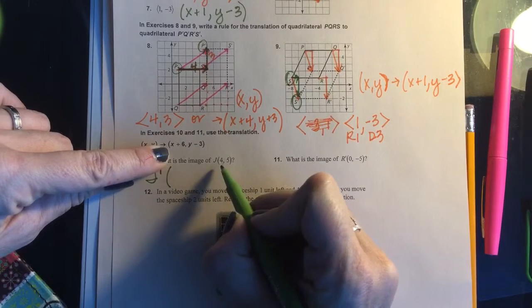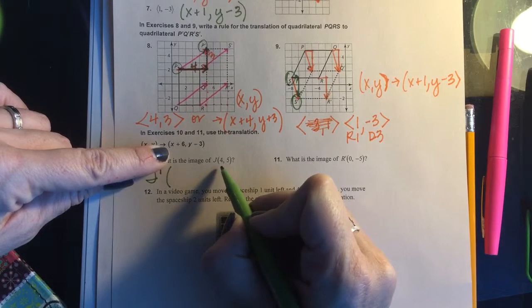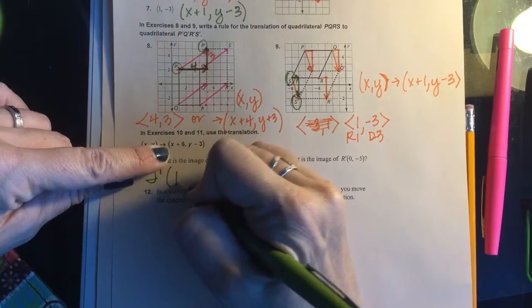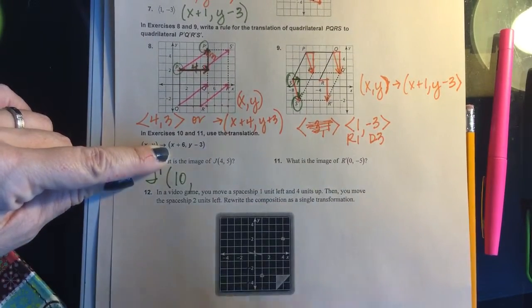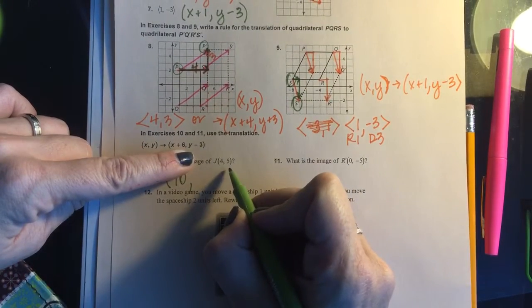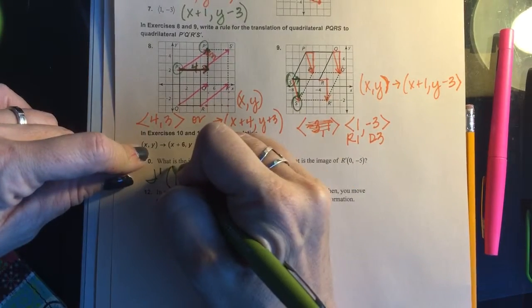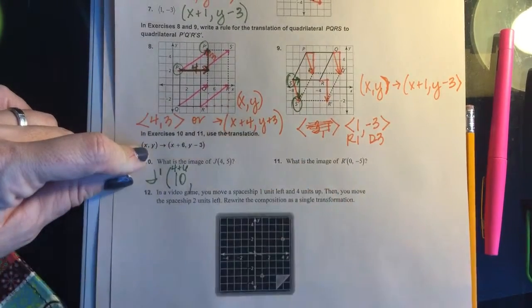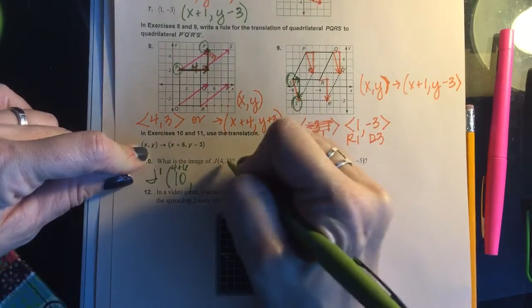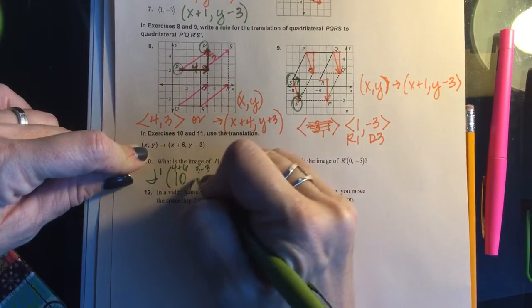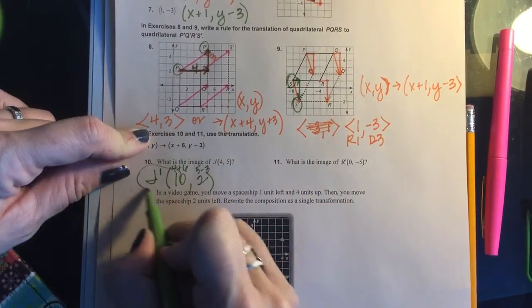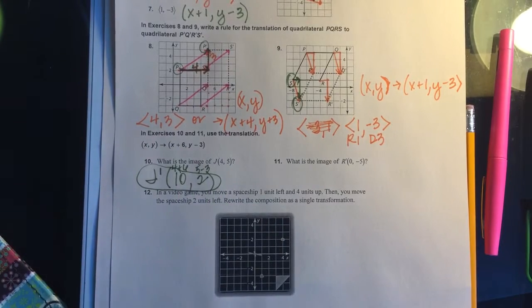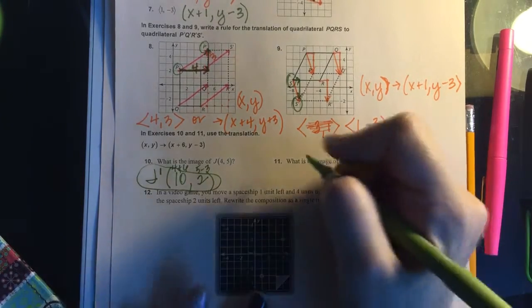Take your x value and add 6 to it. Not 8. Take your y value, subtract 3 from it. So I'm getting this by doing 4 plus 6. That's where I got my 10. Now I'm going to take this 5 and subtract 3. So my new image point of J would be 10 and 2. I added 6 to the x value, subtracted 3 from the y value. Do the same thing.